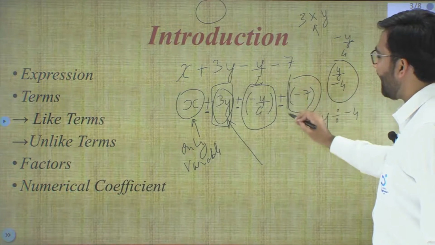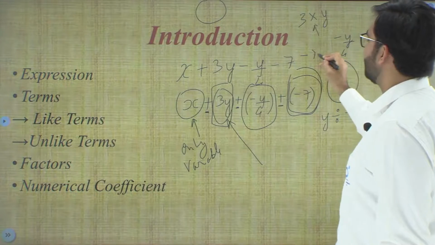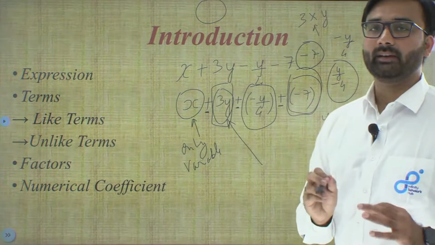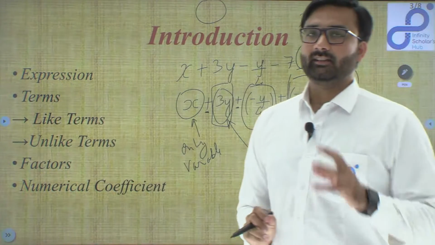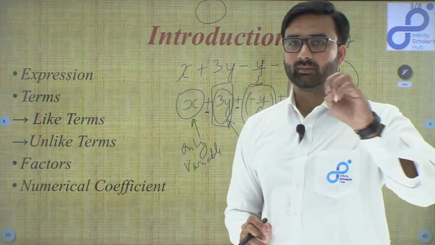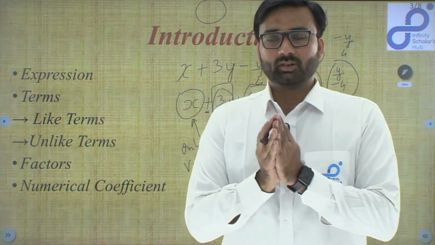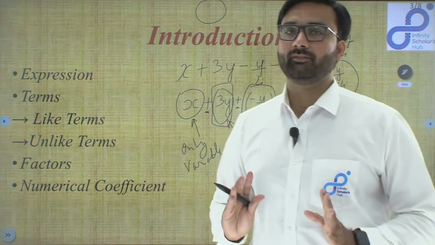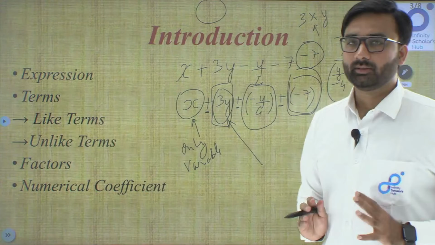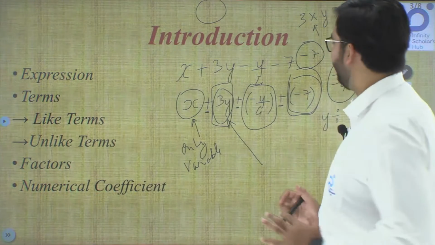And finally the last term is what? It is minus 7. So minus 7 is simply a constant. So that is why we say that a term can either be only a variable, or it can be only a constant, or the combination of two with multiplication or division sign between them. So I hope this is very much clear to everyone.